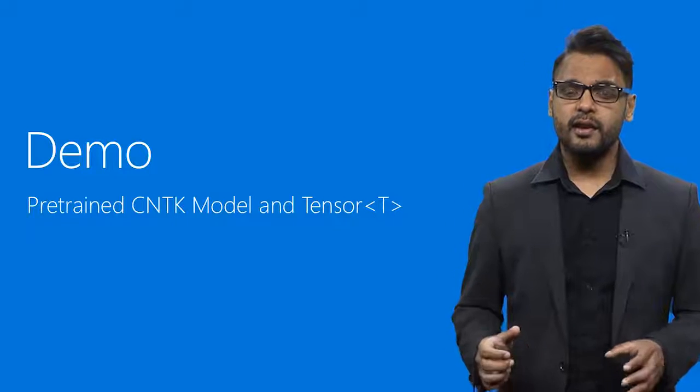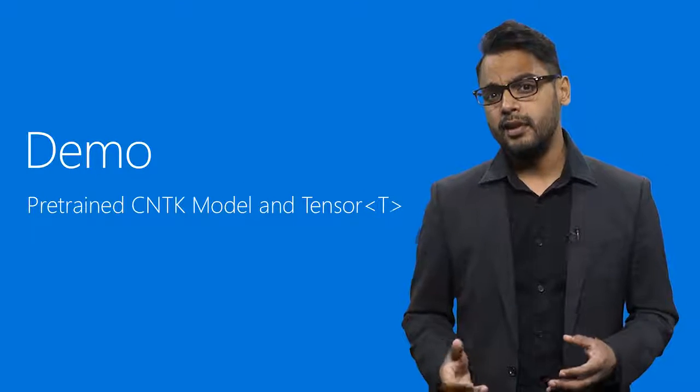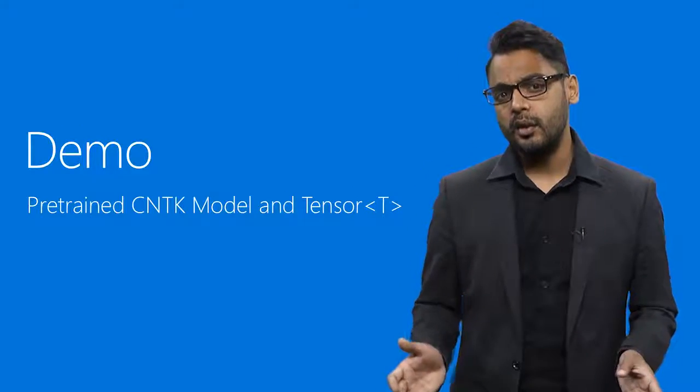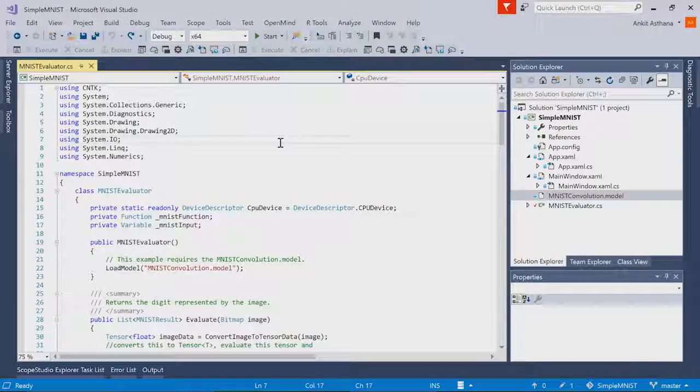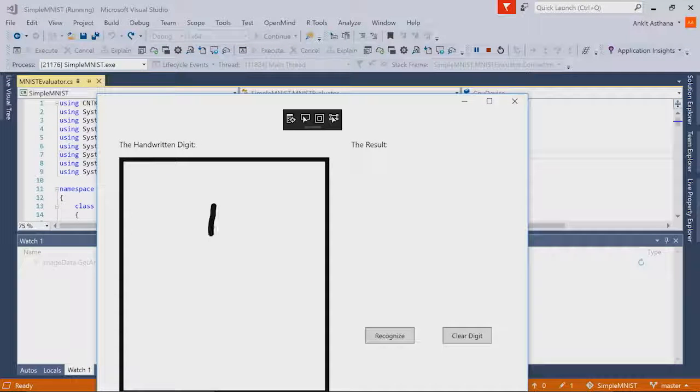Alright, let's now take a look at how TensorFT and CNTK can be used together today with the help of an MNIST pre-trained CNTK model. So here we have a simple WPF application which recognizes handwritten digits using a convolutional neural network MNIST model. Let me show you the app very quickly. The app is fairly simple. It allows me to draw a handwritten digit, and on hitting recognize, it goes ahead and recognizes the handwritten digit. So how does this all work?